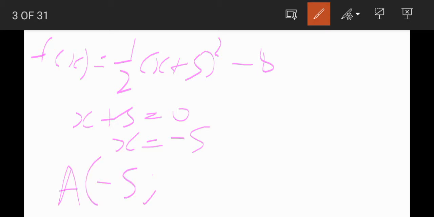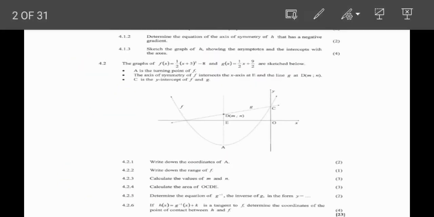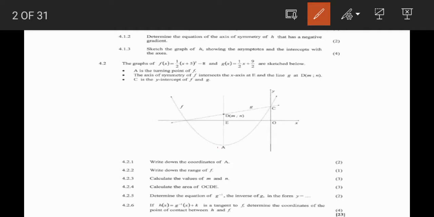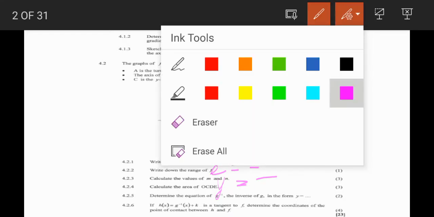And then what's my y coordinate for A? I just take the q as it is, right? So it's negative 8. So my A is (-5; -8). Let's check with the context of the graph. We can see that our A is in the third quadrant here, whereby we know that our x coordinate will be negative and our y coordinate will be negative. So yes, A is (-5; -8).